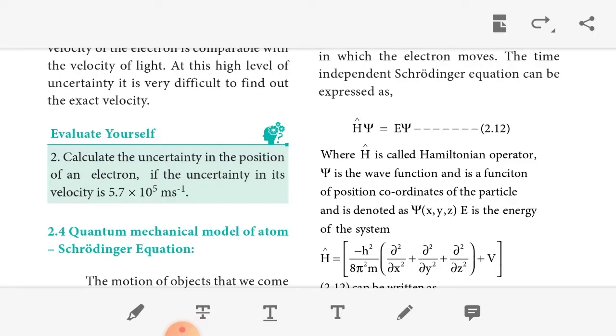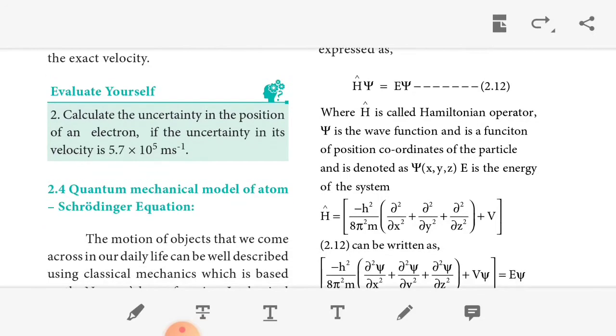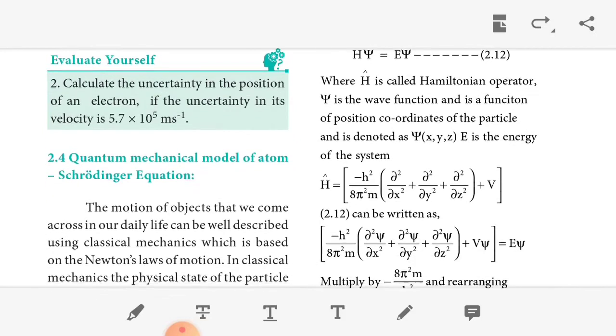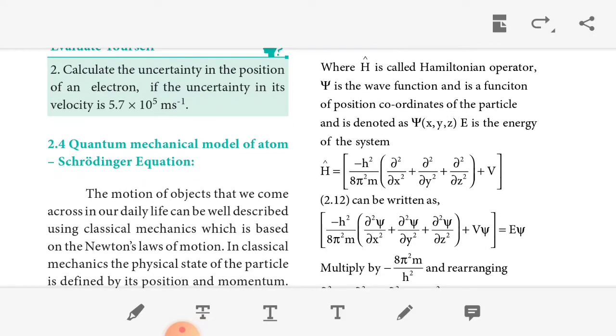H psi equal to E psi, where H is called the Hamiltonian operator, psi is a wave function and a function of the position coordinates of the particle, denoted by psi of x, y, z, and E is the energy of the system. So H equals, we already discussed the formula, minus h square by 8 pi square m, into dou square by dou x square plus dou square by dou y square plus dou square by dou z square, plus V. So this is equation 2.1, the equation H psi equal to E psi.